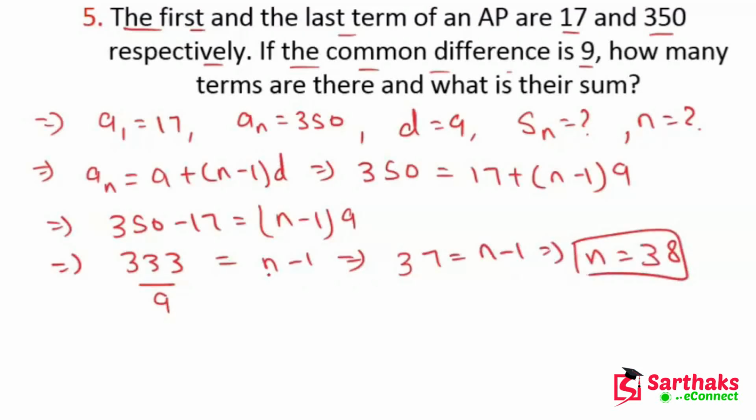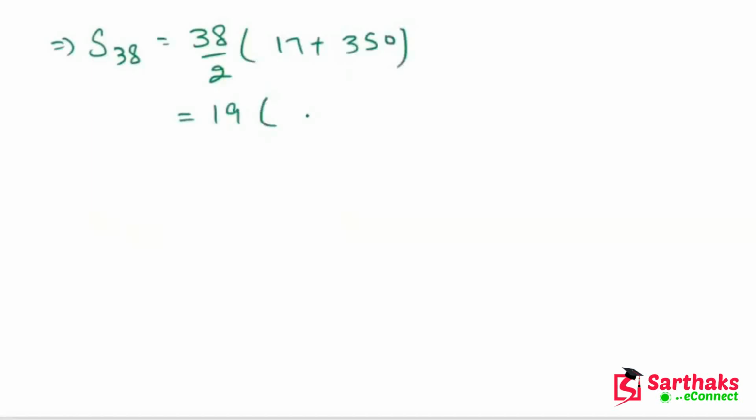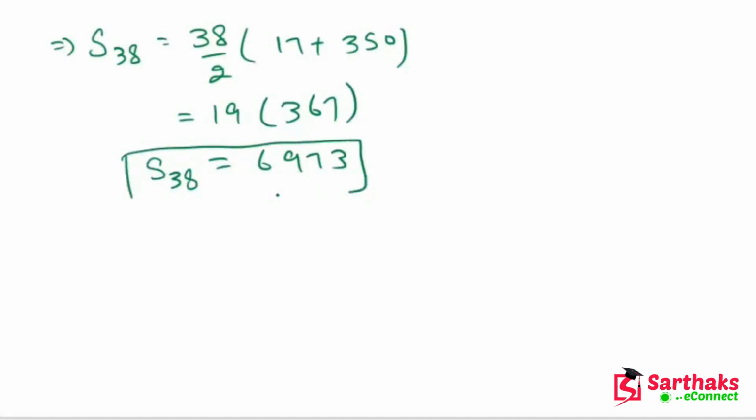What is the value of n? 38. Now we have to find S38, which is equal to 38 upon 2 into a plus l. What is a? We have a is 17. What is l? We have 350. So now if we solve it, we get, if we multiply this, the result is 6973. So this is S38. So this is our answer.